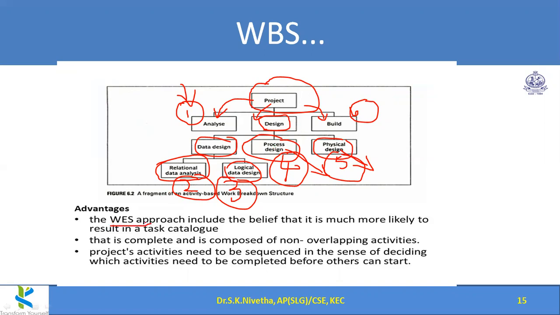This is the work breakdown structure, WBS. The WBS approach includes the belief that it is much more likely to result in a task catalog. You could see it is resulting in a task catalog. And this task catalog will be complete and composed of non-overlapping activities. And we have to sequence it, in the sense of deciding which activities need to be completed before others can start, as I told. So that parallelism we can finalize.